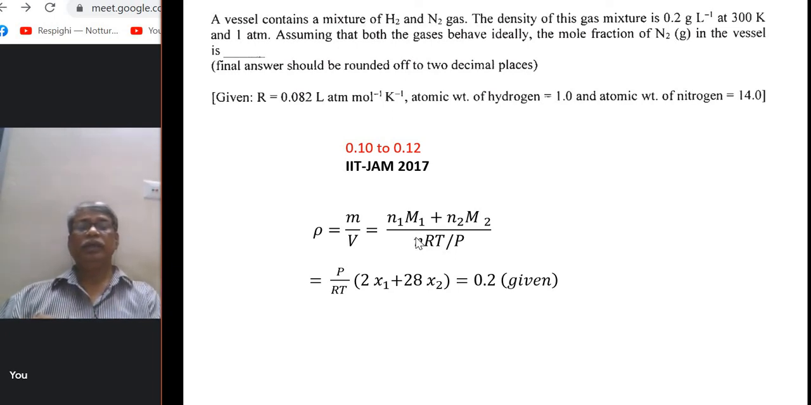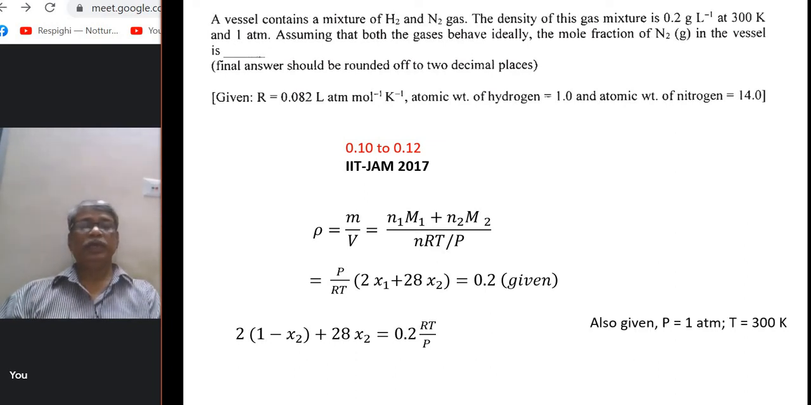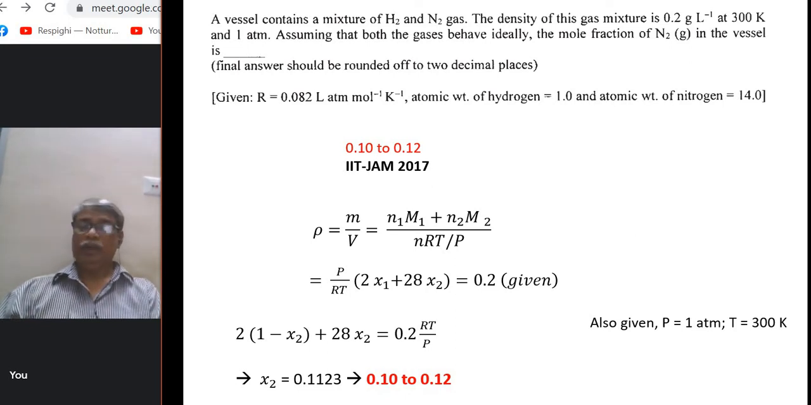Why x1? Because I am dividing N1 and N2 by N, so I will get x1 and x2. So 2x1, and M2, the molar mass of nitrogen, is 28. So 28x2 is equal to 0.2. And then x1, the mole fraction, is 1 minus x2. So I'm putting 1 minus x2 for x1, and it's a single variable equation now in unknown x2, and you can solve it, because P and T are given, so you get x2 is 0.113, without any unit, mole fraction. So that is a tricky numerical question.